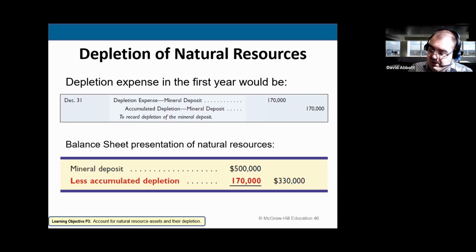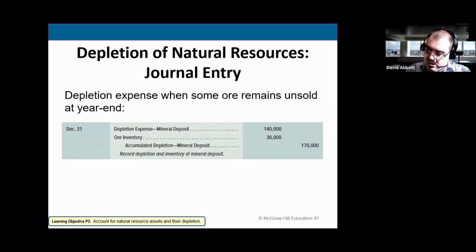The period-end balance sheet reports the mineral balance as shown on this slide. Since all 85,000 tons of the mined ore are sold during the year, the entire $170,000 of depletion is reported on the income statement. If some of the ore remained unsold at year end, however, the depletion related to the unsold ore is carried forward on the balance sheet and reported as ore inventory, a current asset.